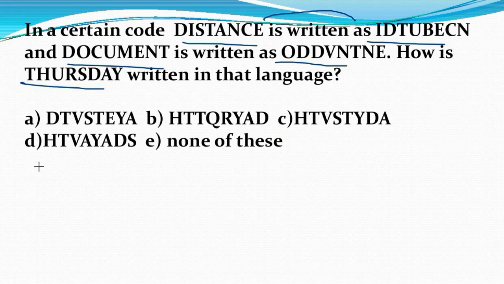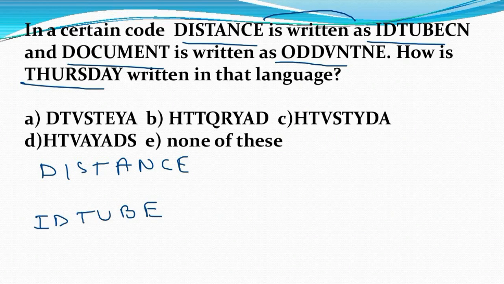And now we have to check the distance. D-I-S-T-A-N-C-E, distance, and the coding for the distance is I, Z, T, U, B, E, C and N. Initially you can observe easily I and D will be the interchange. I and D are changed, and the last 3 letters are also in the cross pattern, N, C and E.